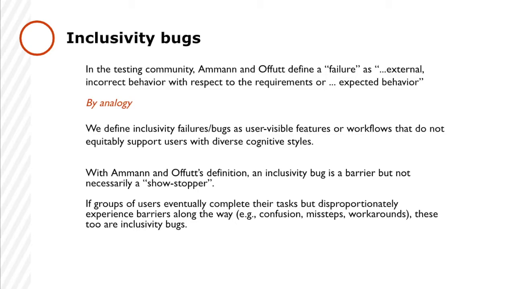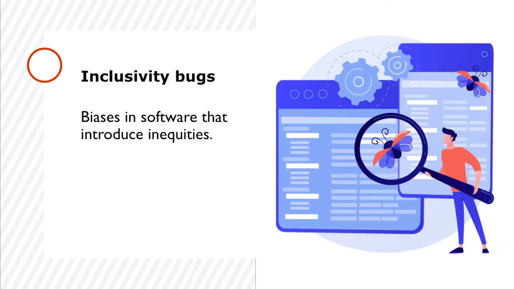With Aman and Ofut's definition, an inclusivity bug is a barrier, but not necessarily a showstopper. For example, if groups of users eventually complete their task but disproportionately experience barriers along the way, like confusion, missteps, or workarounds, these too are inclusivity bugs. So the takeaway is that inclusivity bugs are biases in software that introduce inequity.